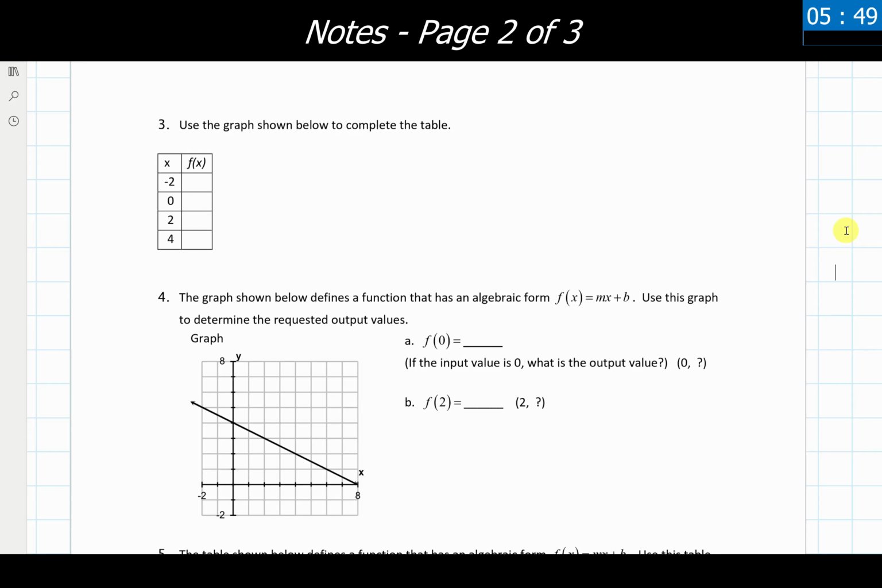Looking at our next page, we're now going to move into some examples where we aren't going to be given explicit equations, but we can still answer questions about input and output values with function notation. So number 3 is telling us to use the graph shown below to complete the table. So we're referencing the graph that's right down here. Now we are told x is -2, x is 0, x is 2, and x is 4. Are these all input values or output values?